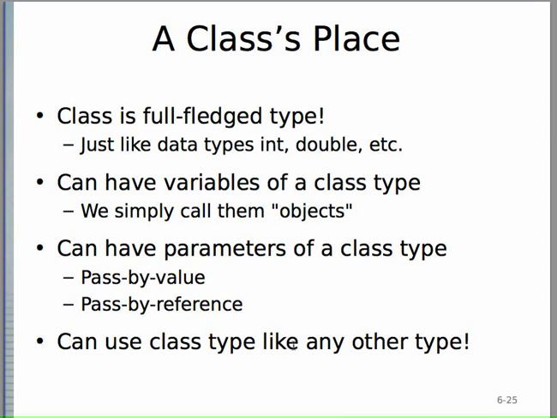Okay. So a class is pretty much a new data type. It's just how the programmers, C++ programmers, can set up new types, just like data types int, double, etc. We have completely new type now. We can have variables of a class type. We just call them objects in our code, and we've done this in Java. We can have parameters of a class type in a function. They can be passed by value or passed by a reference.